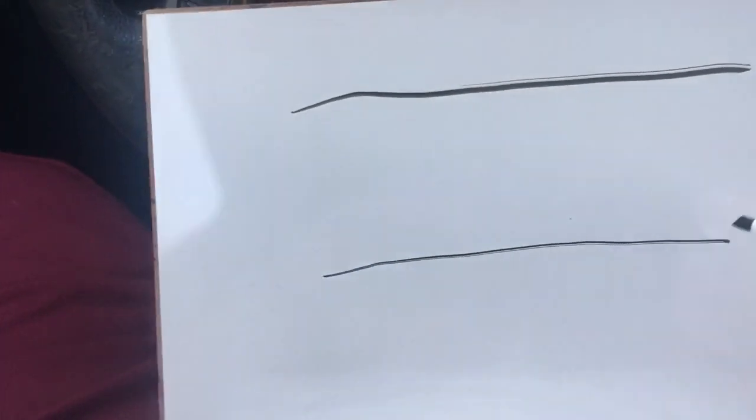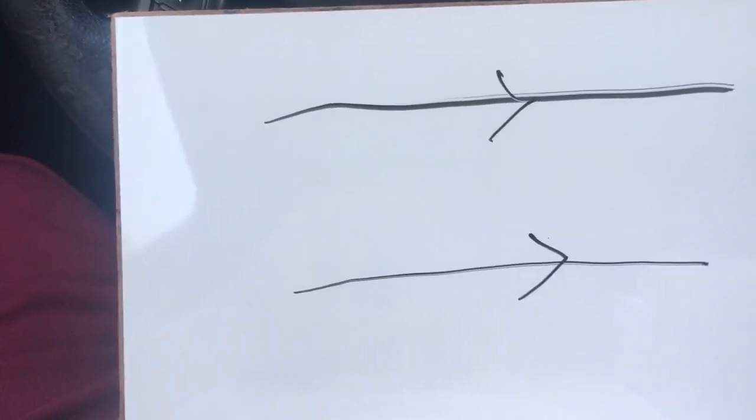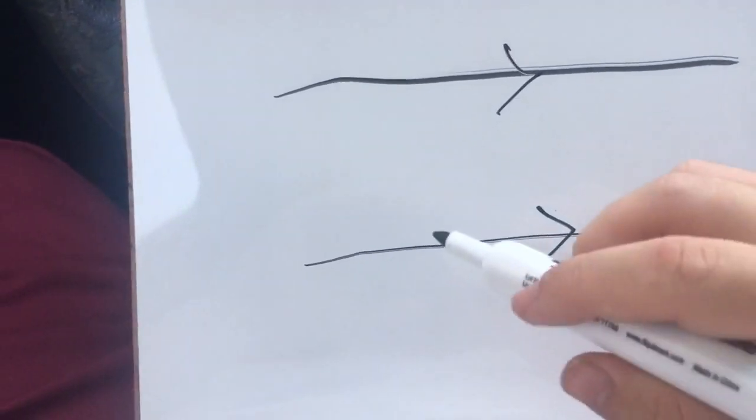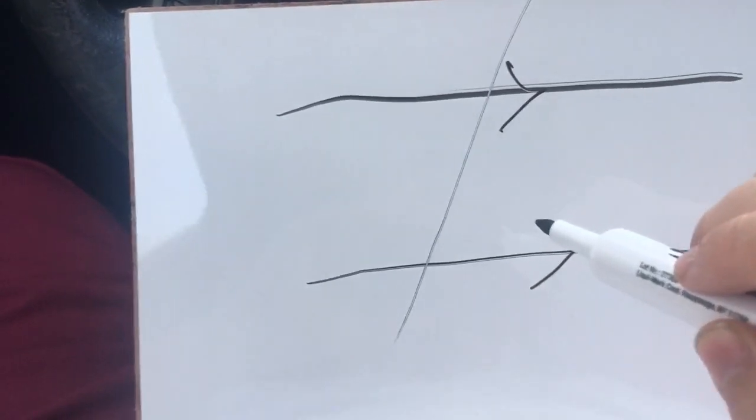Actually, let me not draw that. Let me draw two parallel lines. These lines are parallel. They never intersect. And I'm going to draw an intersecting line that intersects both parallel lines. They call that a transversal.